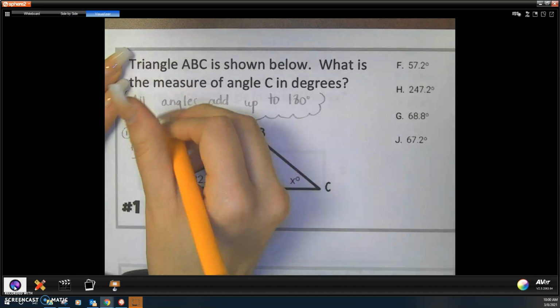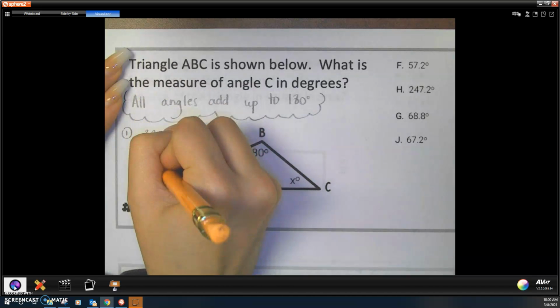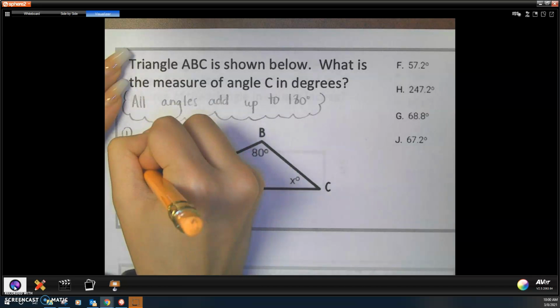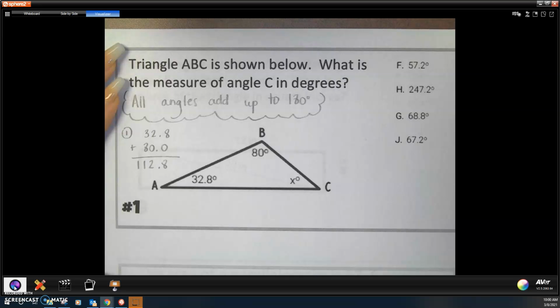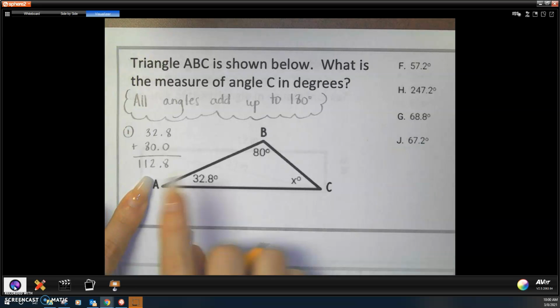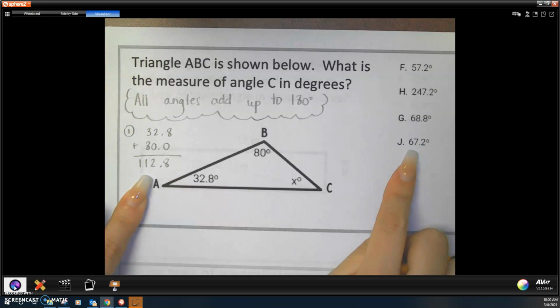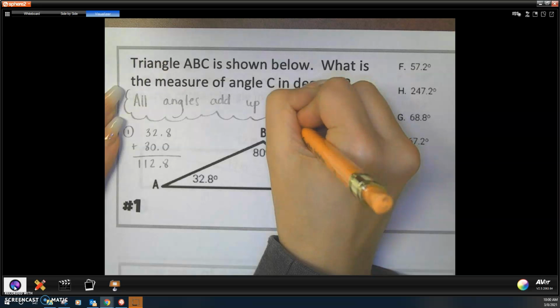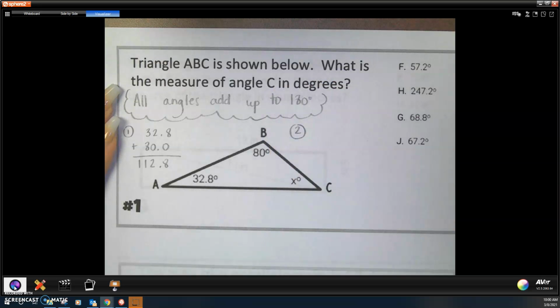So we add 8 plus 0 is 8. We bring down the decimal. 2 plus 0 is 2. And 3 plus 8 is 11. Now, sometimes you may have this answer as one of your answer choices, but don't let them trick you. Remember, you are still not done. Now you need to subtract it from 180.